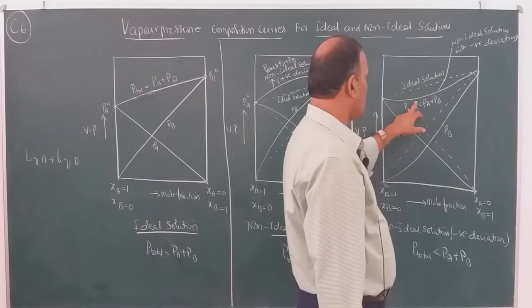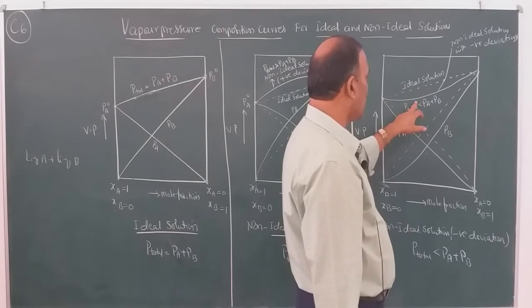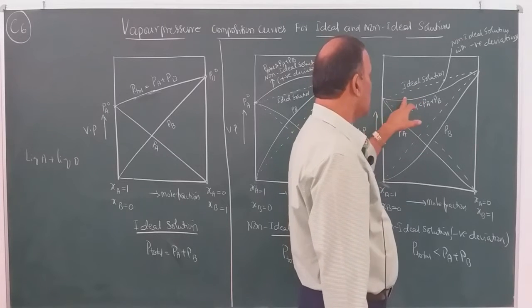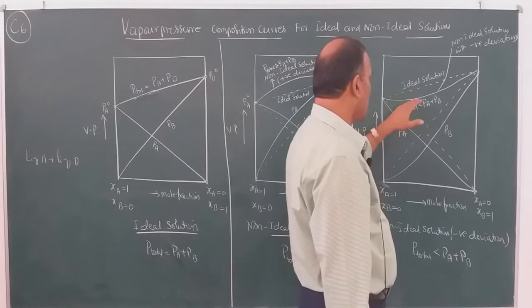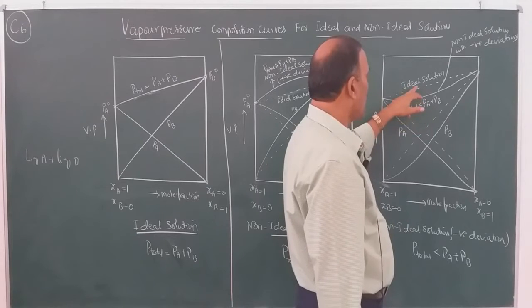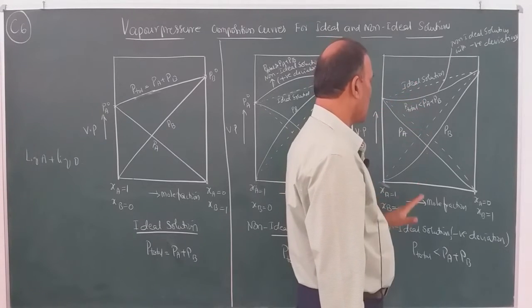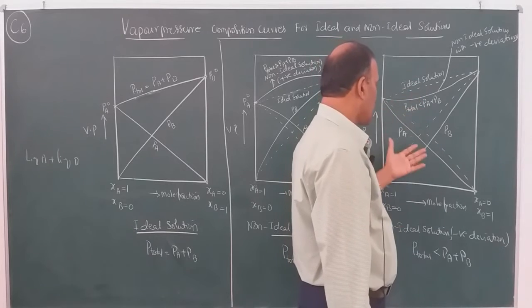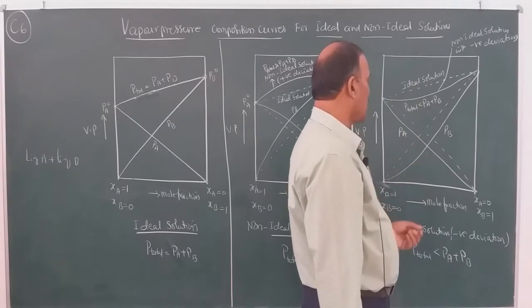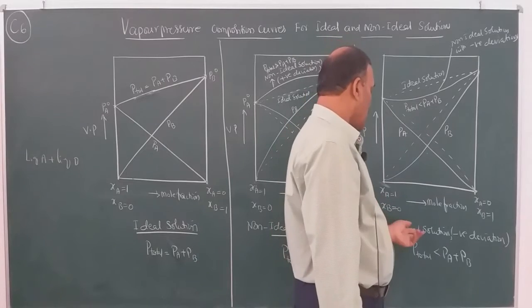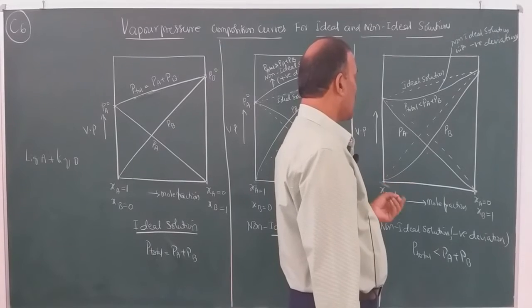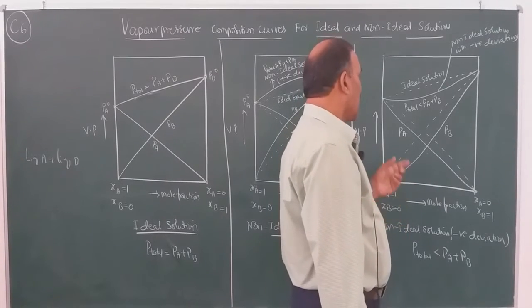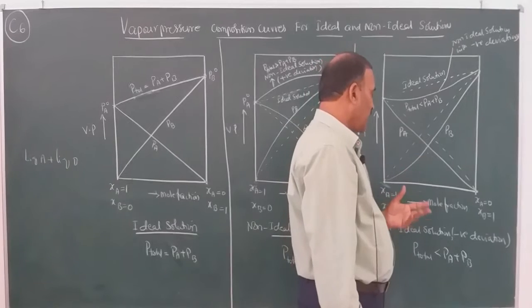For this type of solution, a non-ideal solution with negative deviation, the curve is below the straight line of an ideal solution, indicating that the total vapor pressure is always less than the vapor pressure of an ideal solution of the same composition. Why is the total pressure less than an ideal solution? Because in a non-ideal solution with negative deviation, the molecular interactions are stronger than those of A-A and B-B.